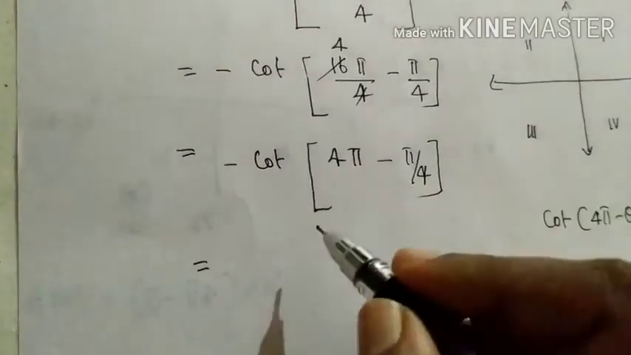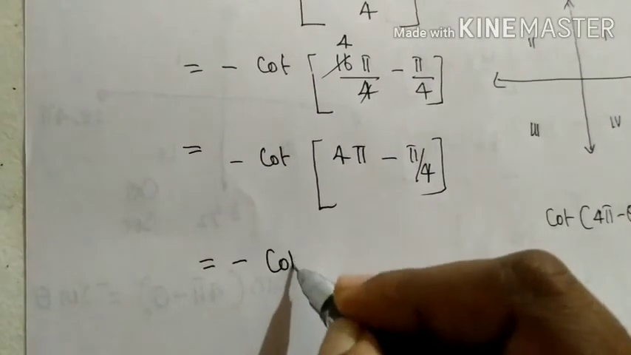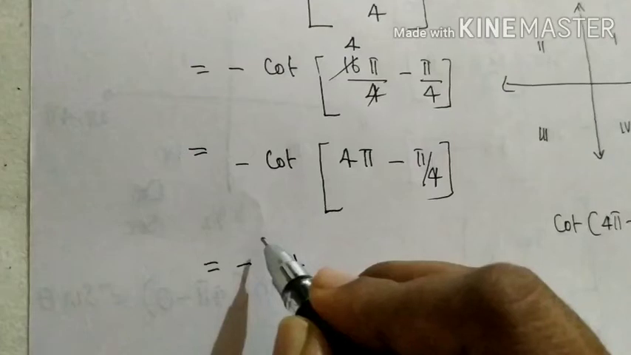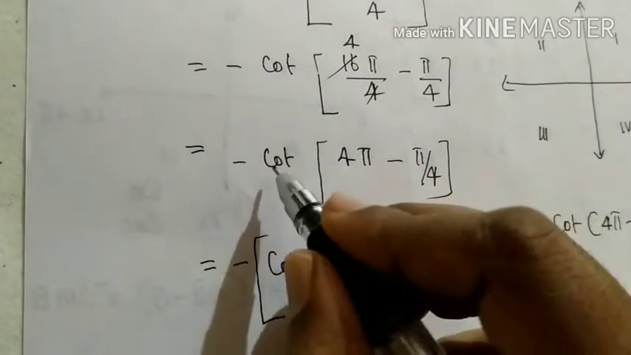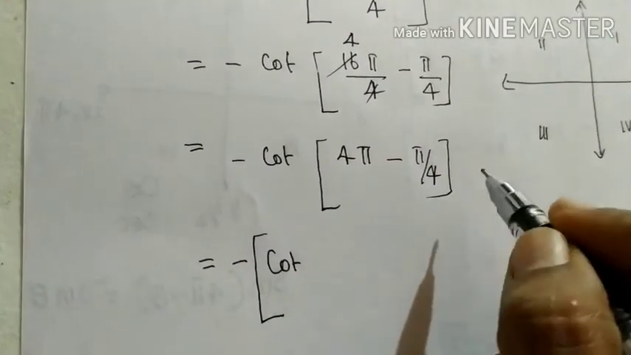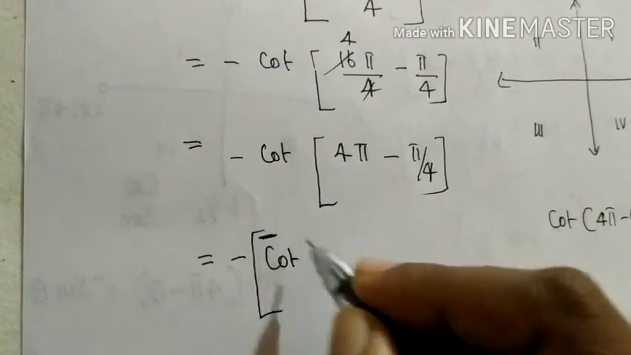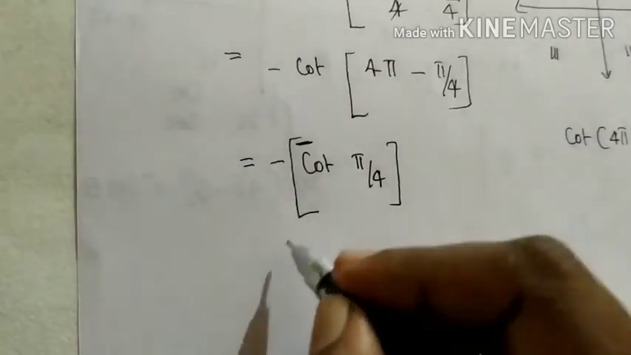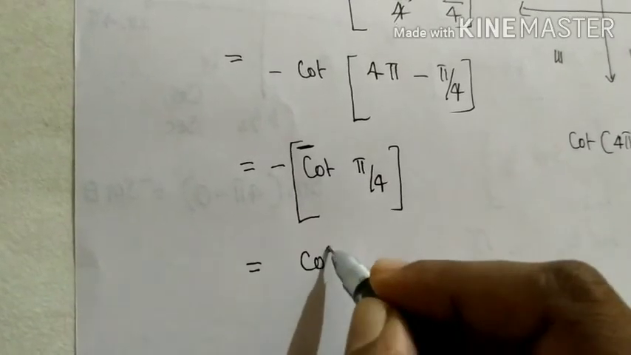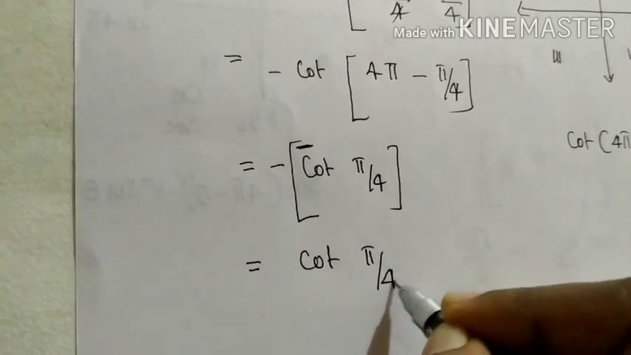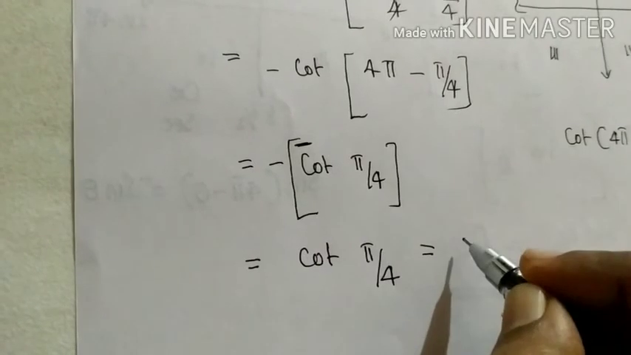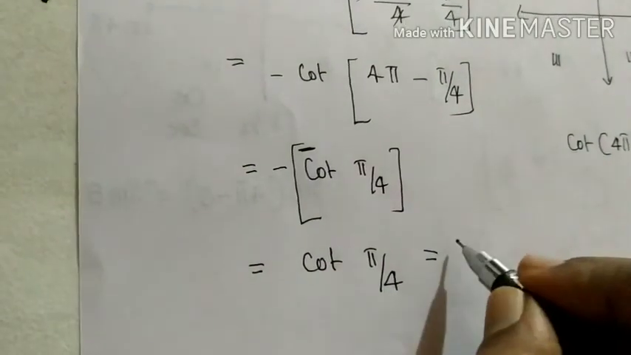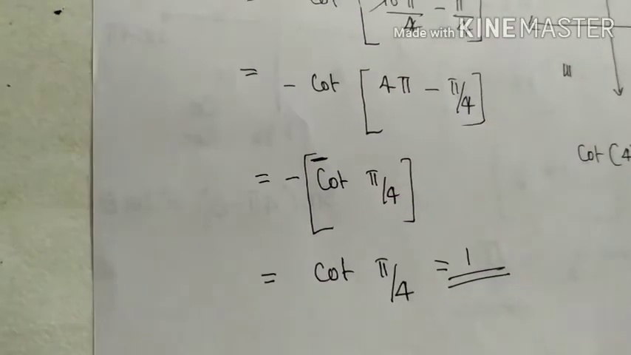Here theta is replaced by pi by 4. Cot of 4 pi minus pi by 4 becomes minus cot of pi by 4. This minus and minus will become positive, and we get cot pi by 4. Cot pi by 4 is equal to tan pi by 4, which is equal to 1, so cot pi by 4 is also equal to 1. Okay.